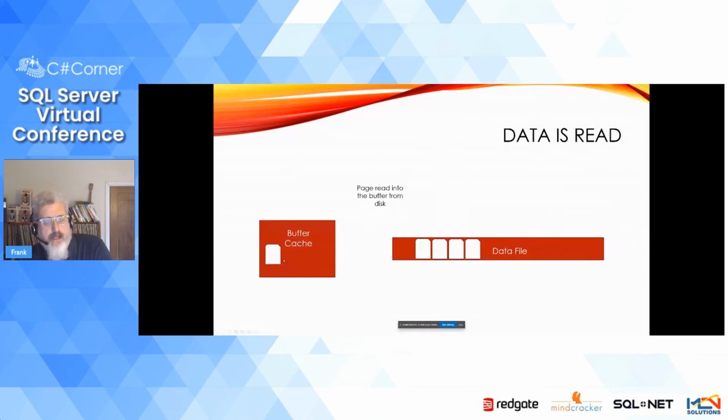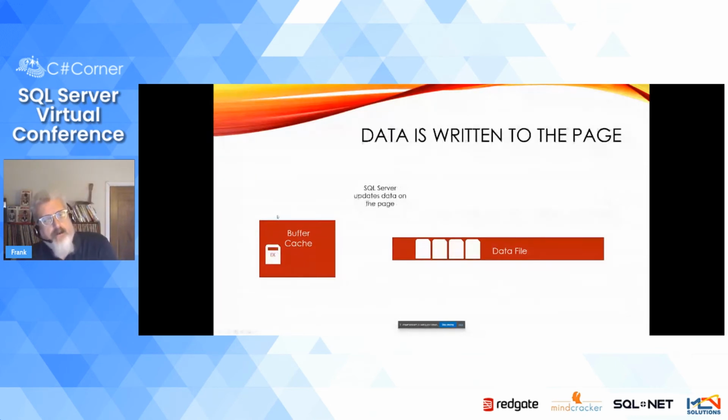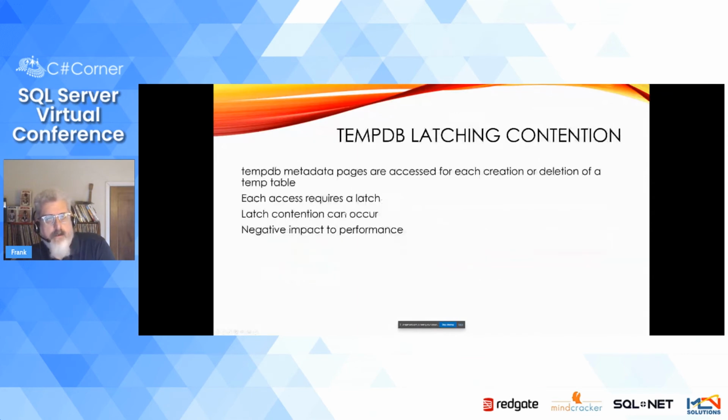And while it is in the buffer cache, it takes an exclusive latch on that page. So if you're familiar with locking, that is to protect the data pages themselves. Latching is to protect that page in memory. So it prevents anything else from hitting that page in memory while that exclusive latch is held. So I make my update, that exclusive latch gets released, and the update completes.